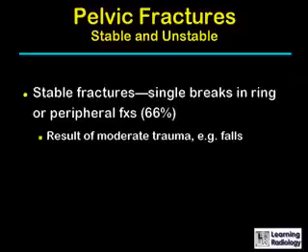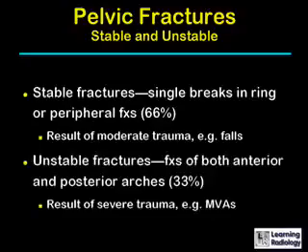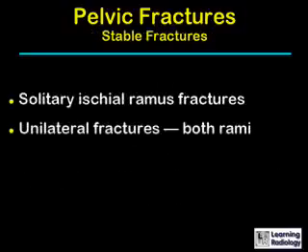Pelvic fractures can be divided into stable and unstable fractures. Stable fractures are those which involve a single break in the ring or are peripheral fractures. They comprise the majority of pelvic fractures, about 2/3. They're the result of moderate trauma, for example, falls. Unstable fractures are fractures of both the anterior and posterior arches. They comprise approximately 33% of pelvic fractures, and they're the result of severe trauma, for example, motor vehicle accidents.